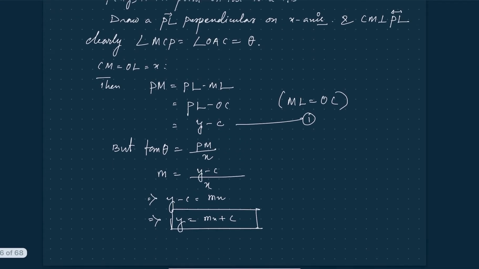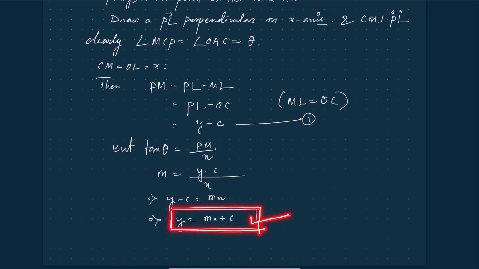Now I am going to replace tan theta by m, so m is equal to y minus c by x. Keep y minus c on one side and bring x to the other side, so x will be multiplied with m. That gives y minus c is equal to mx. Now this negative c, if I add c to both sides, then c will cancel out. That's why the answer will be y is equal to mx plus c. This is the final answer we have got.